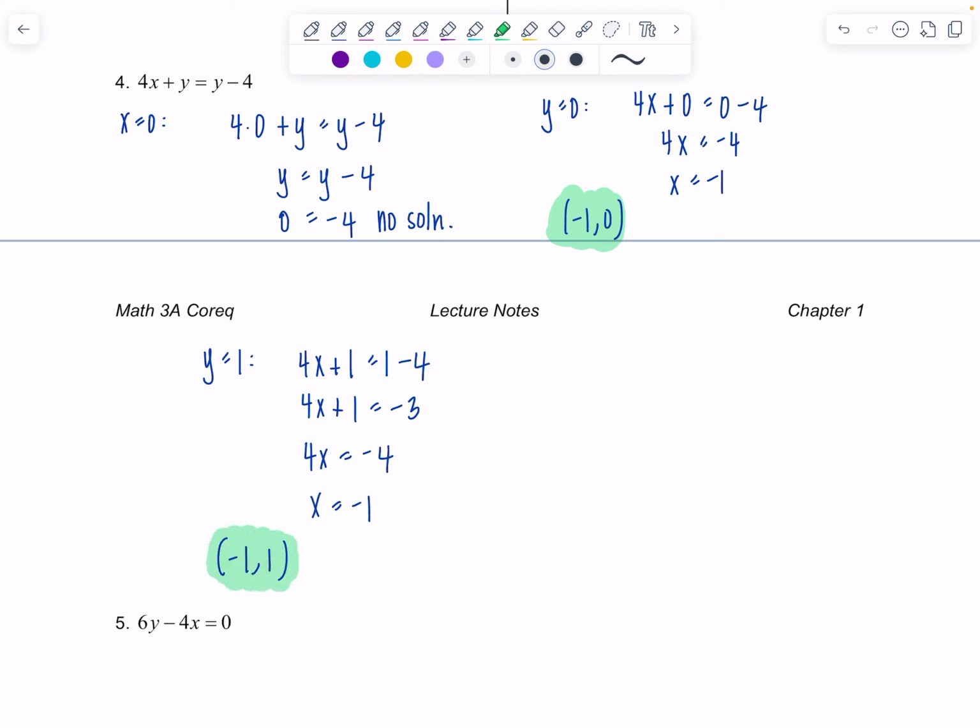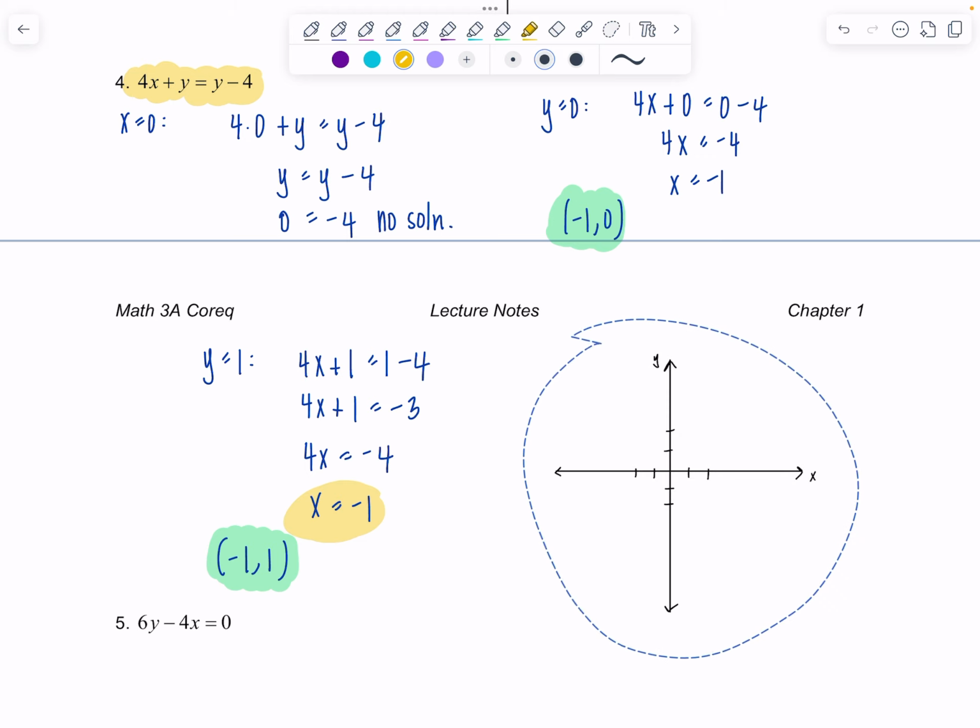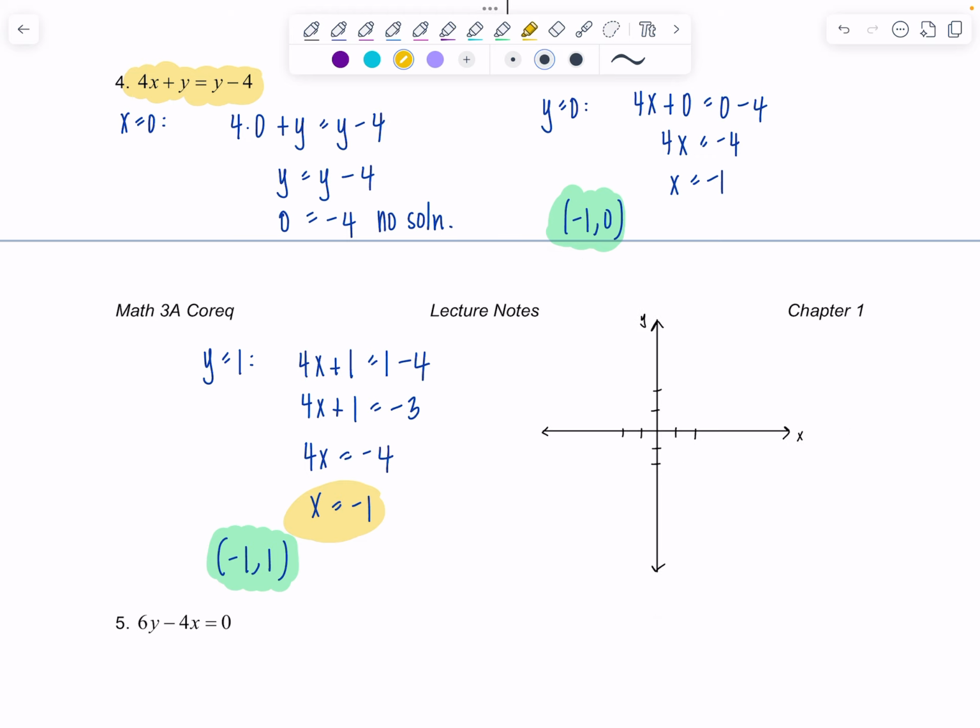Hopefully you notice, had we cleaned up the equation from the very get-go, it would have simplified to just x is -1. Oh, so then that's going to be a vertical line. X is -1. We could plot the points. We have (-1, 0), (-1, 1). Boom. That's not exactly where I want it. Move you. Perfect. Yes. Okay.